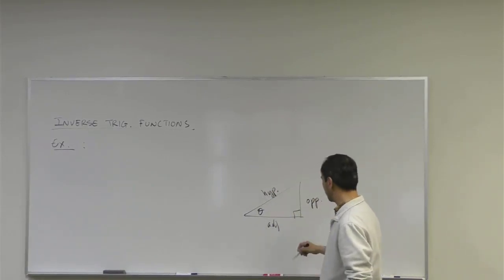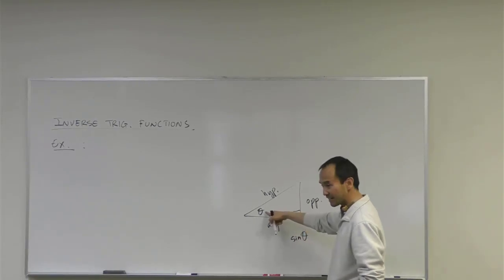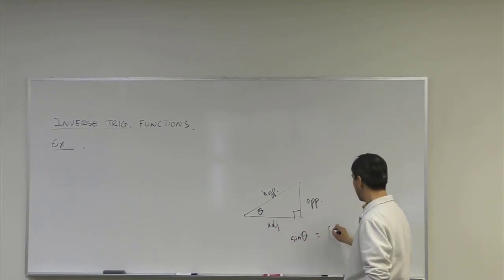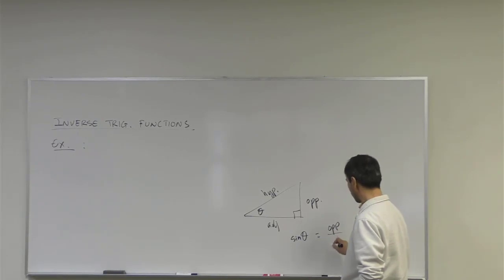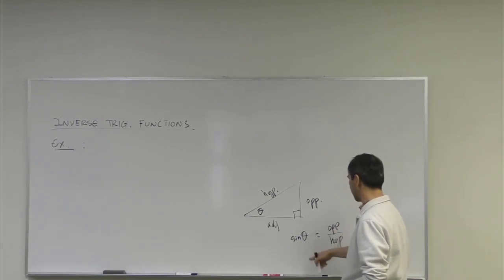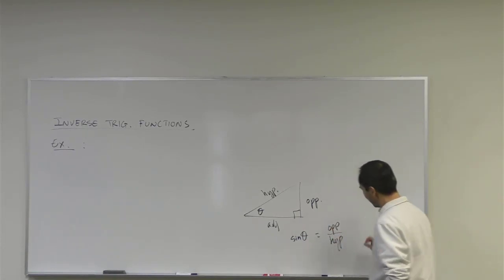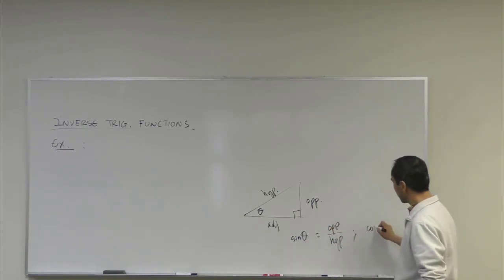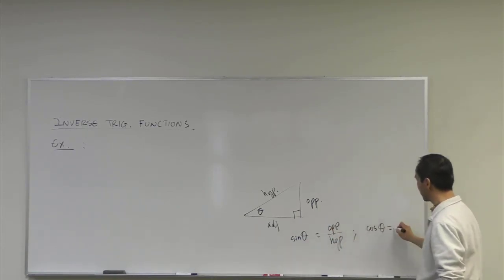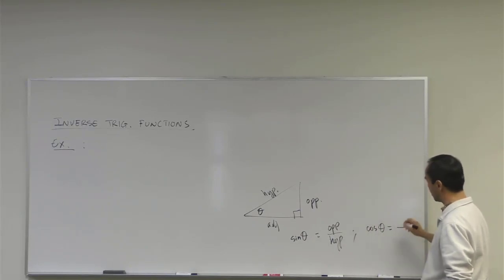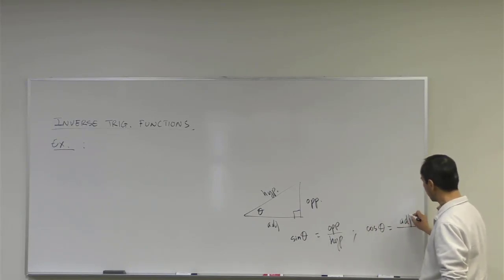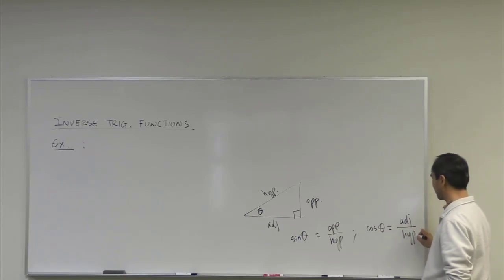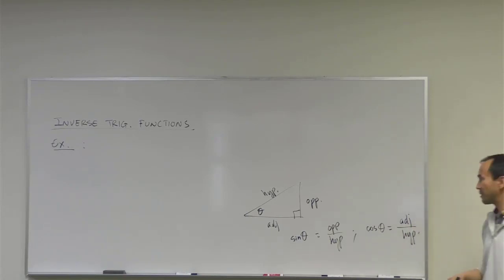Again, we call for the sine of theta. Looking at theta over here, the sine is equal to the opposite divided by the hypotenuse. And then the cosine of theta, just as a brief reminder, is equal to the ratio of adjacent over the hypotenuse. So all of this is coming back.